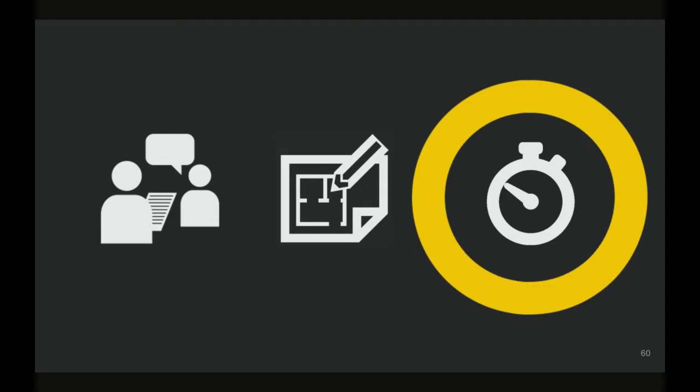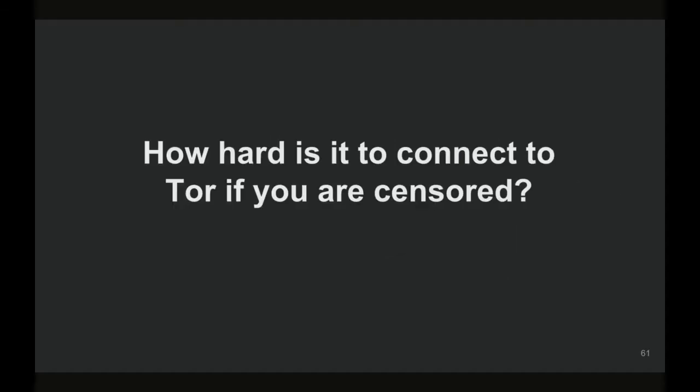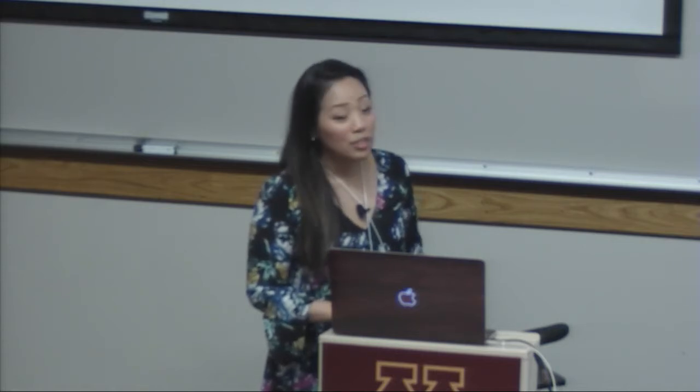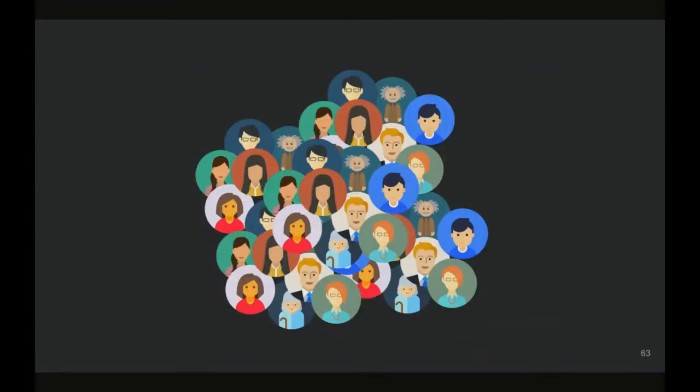With all these changes and with what we know, we wanted to measure how hard is it to connect to Tor if you are censored, and did our changes help? And we did this by looking at things like how many people could connect in various censorship environments, how long they took, and how many times they failed before doing that. And this time, we did want a representative, average representation of how people use the interface.